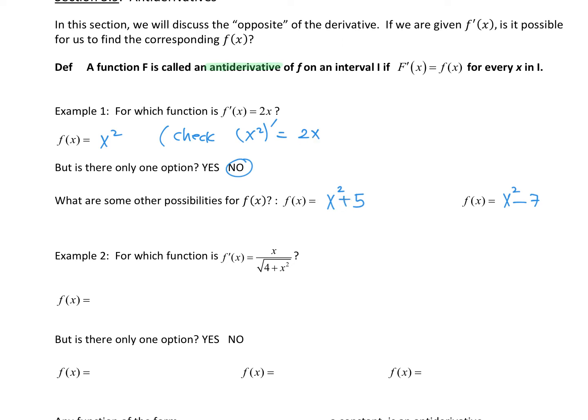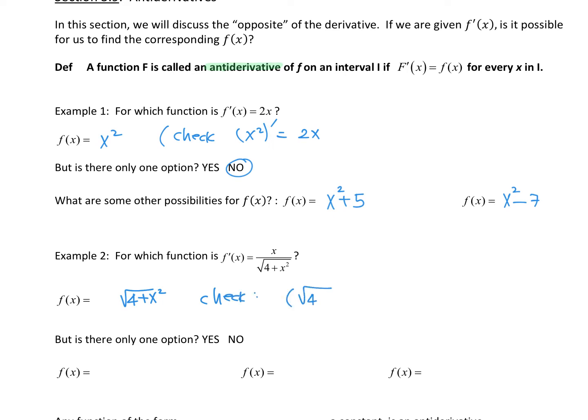All right. Let's look at example 2. How about this function? Okay, it kind of looks complicated. But I know that there's a radical, and if you take the derivative of whatever is inside, that's x squared, so it becomes 2x. So here I'm going to try to guess radical 4 plus x squared. Let's check to see if that's actually correct or not.